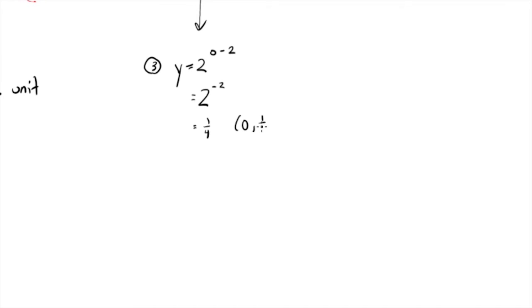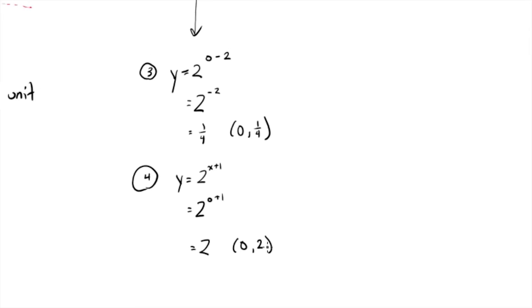when x is 0. And in case 4, where would that be crossing the y-axis? We have y equals 2 to the x plus 1. So we plug in 0 for x, 2 to the 0 plus 1, which is equal to 2. So for graph number 4, it would be crossing at (0, 2).